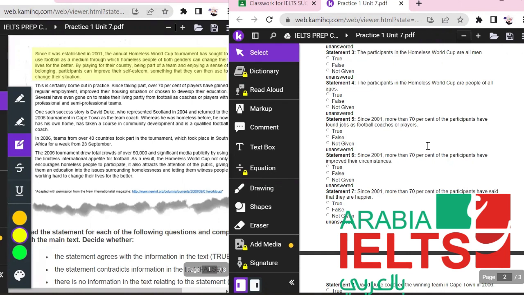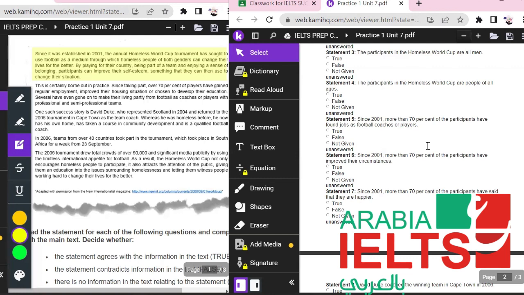Next one says, since 2001, more than 70% of the participants have improved their circumstances. Is this true, false, or not given? Correct, it's true. Just as mentioned, they have improved their housing situation or chosen to develop their education, and also employment. So gained regular employment, improved their housing situation, chosen to develop their education.